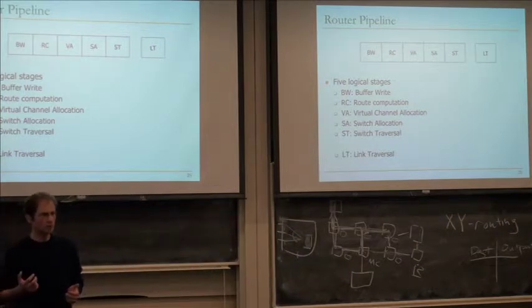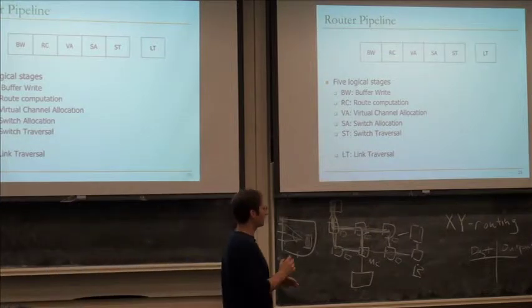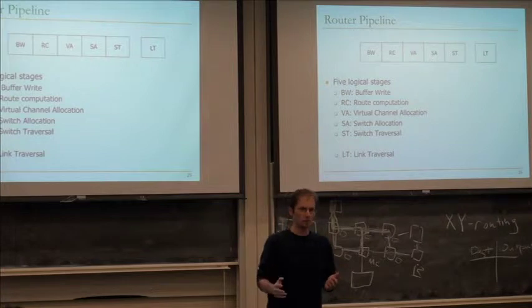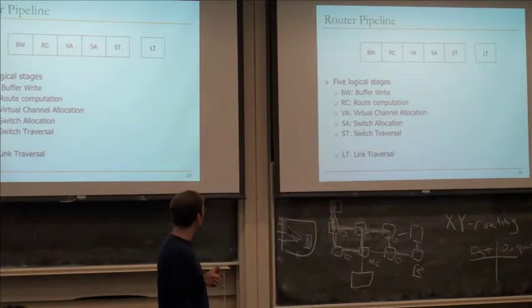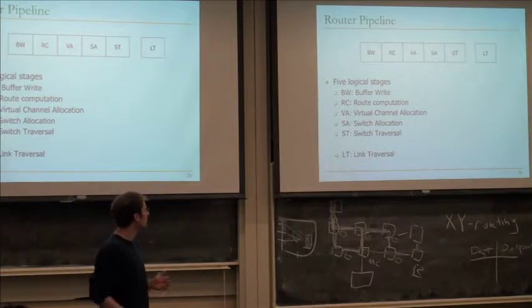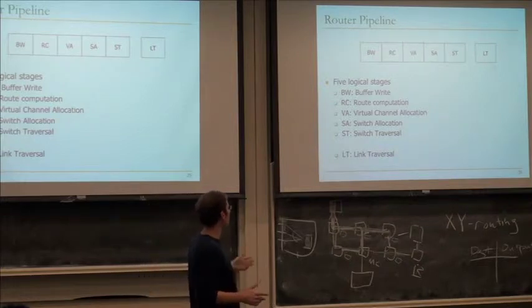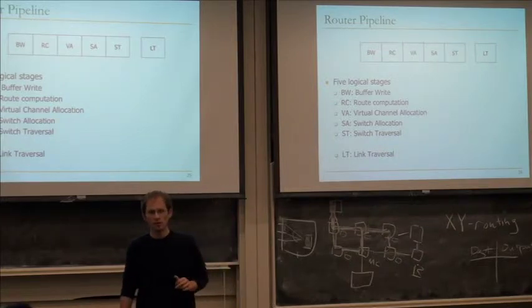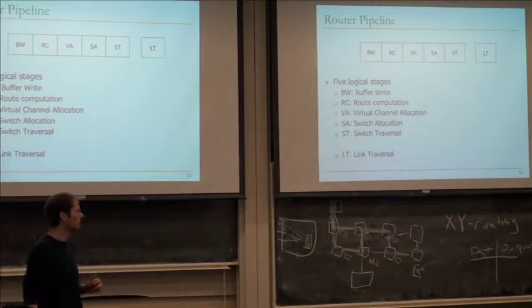And then once you traverse a switch, we usually consider link traversal, the links between the routers, as a separate pipeline stage, just because of latency reasons. It's hard to make that happen in the same clock cycle as the crossbar traversal. So logically, there are these 6 separate steps. 5 of them make up the router, and 1 is the link between routers. But as we will soon see, you can actually combine some of these to make it shorter.